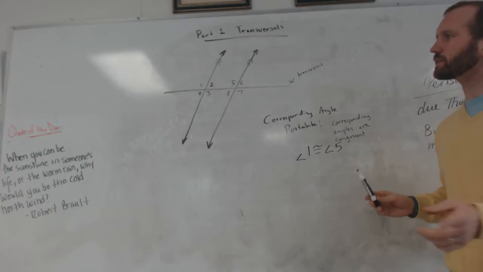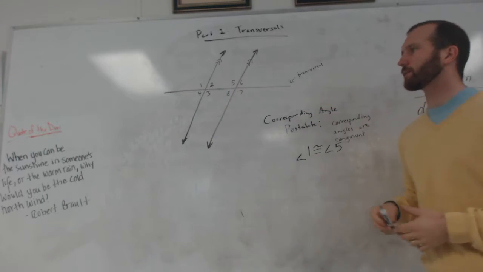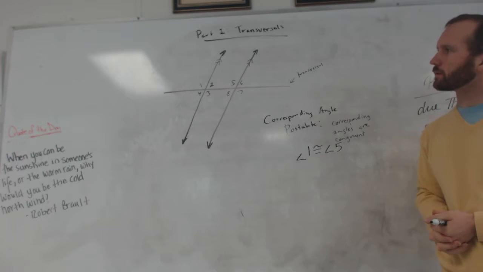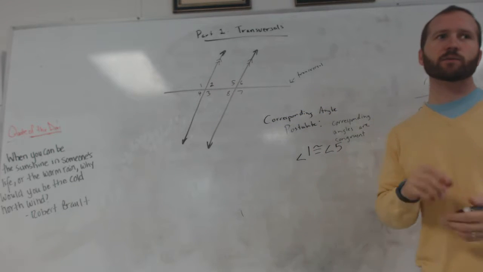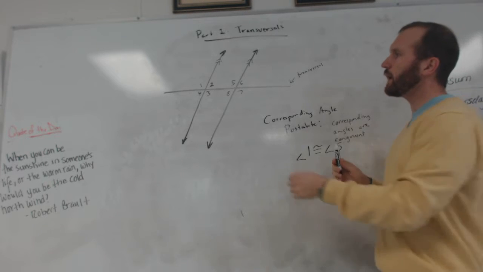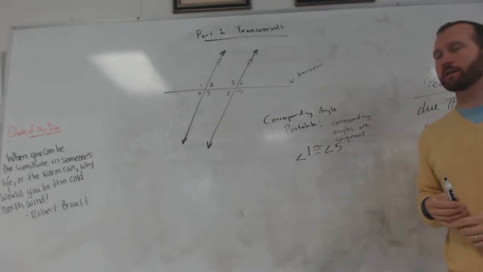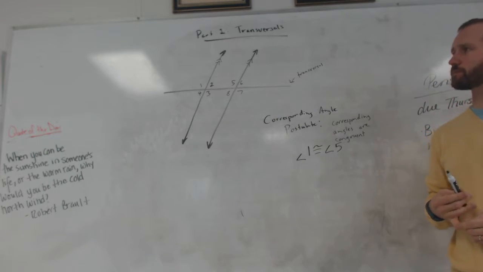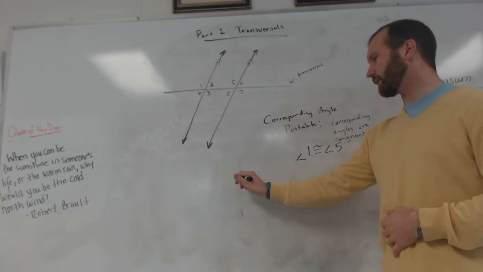Now, Mira said something really interesting. She said 1 and 7 are congruent. Are those corresponding angles? No. 1 is corresponding to 5. Each angle only has one corresponding angle. But it actually is true that 1 is congruent to 7. And we can prove that.